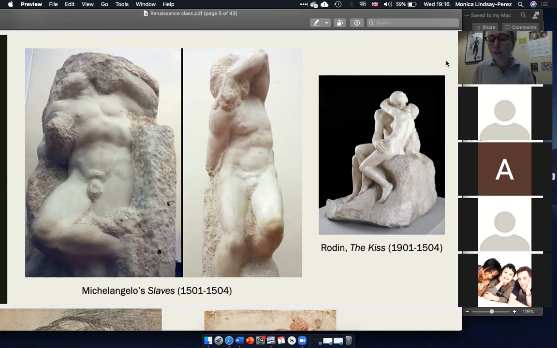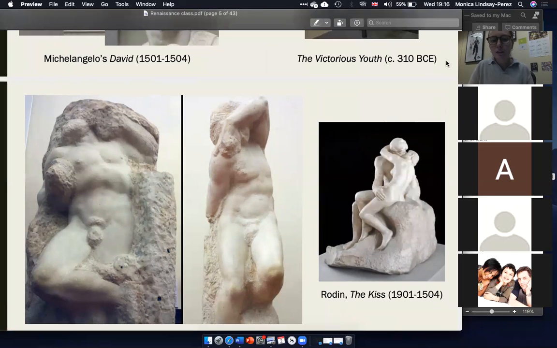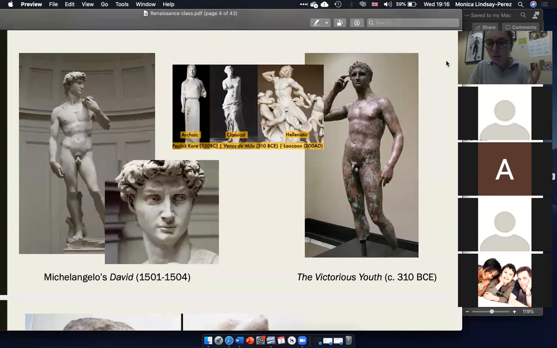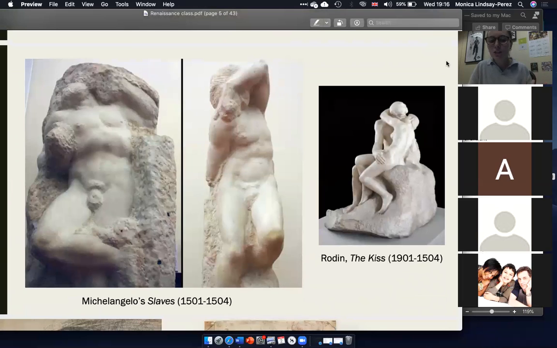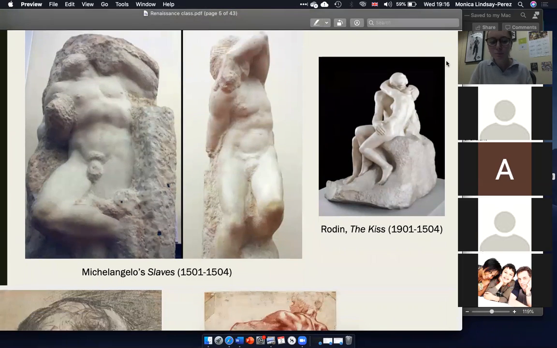Lots of later sculptors, like Rodin in the 20th century, have tried to copy this effect of figures coming out of the marble. I wanted to include these because even though the Renaissance is famous for its very classical sculpture, you do get these strangely modern-looking, almost abstract sculptures coming out.